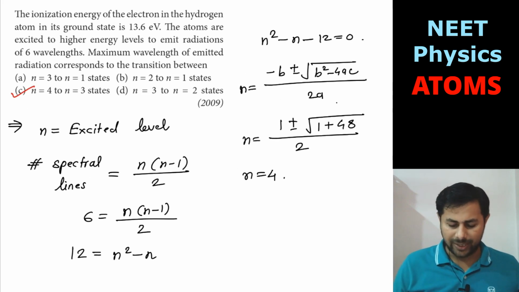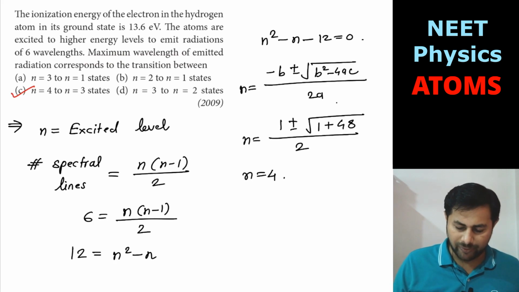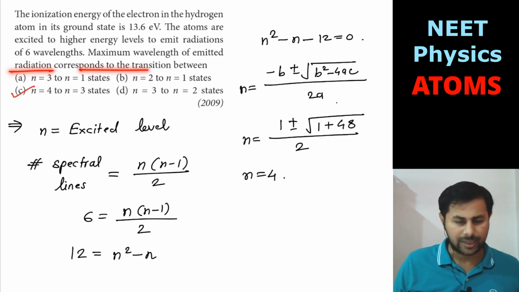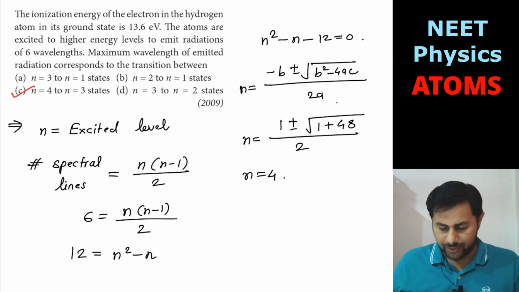And that's why if the energy difference is minimum, then the frequency would be minimum, and the wavelength would be maximum, right? The emitted wavelength would be maximum. So the maximum wavelength of emitted radiation corresponds to the transition between n equal to 4 and n equal to 3 states. All right, this is clear, everyone? Okay, good.